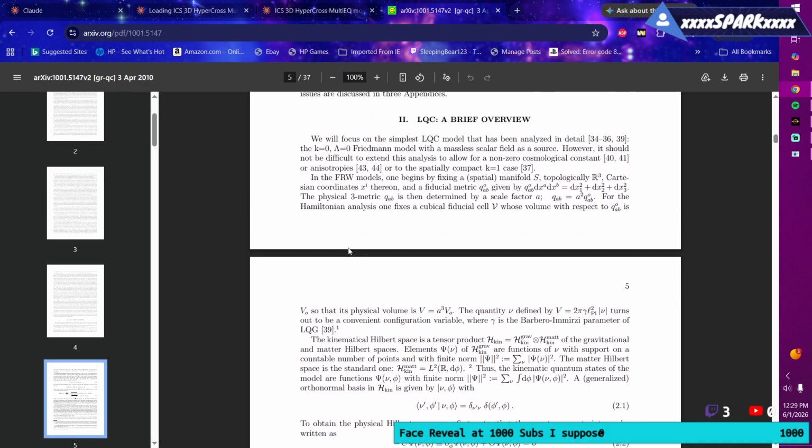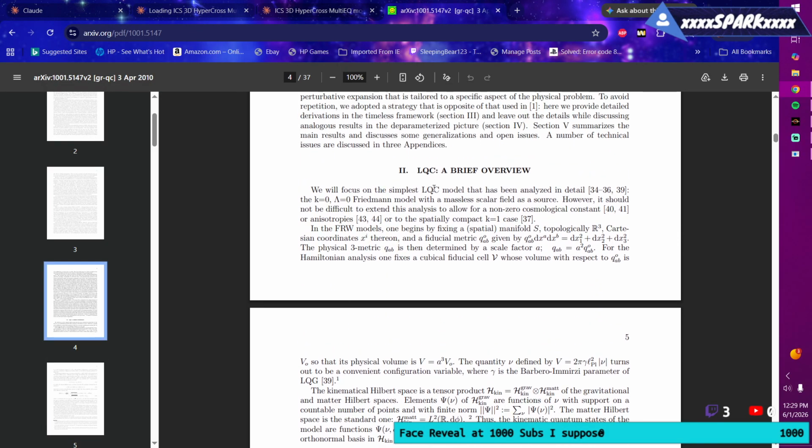Here. Alright. Focus on the simplest LQC model that has been analyzed in detail: k equals 0, lambda equals 0, Friedmann model, with a massless scalar field as a source. However, it should not be difficult to extend this analysis to allow for a non-zero cosmological constant. Okay.